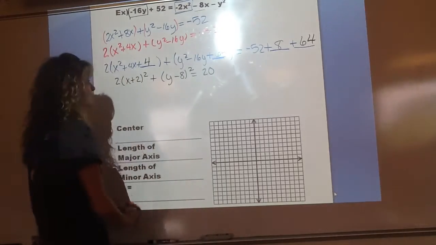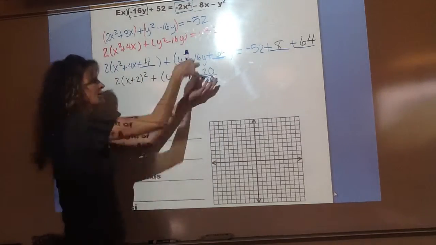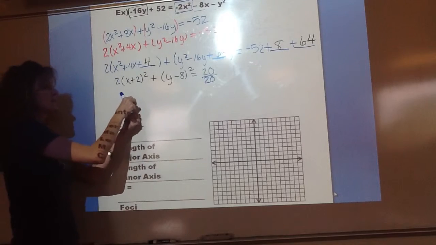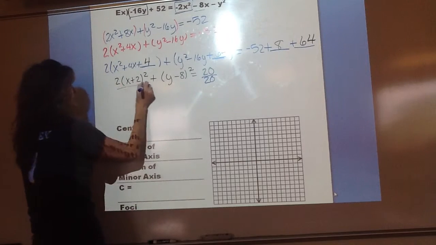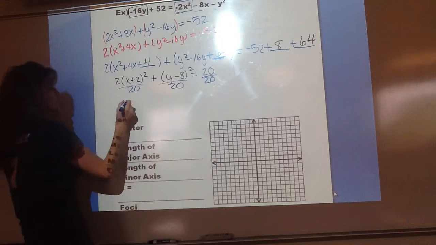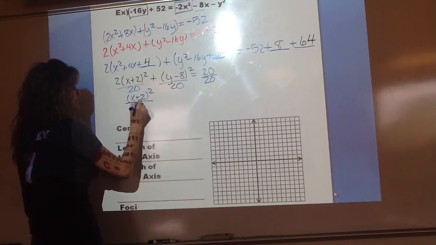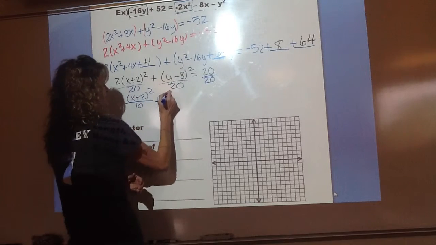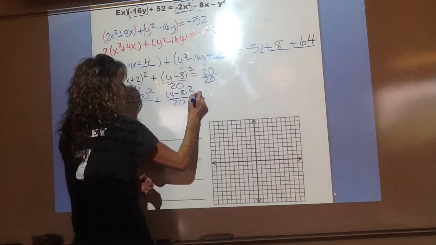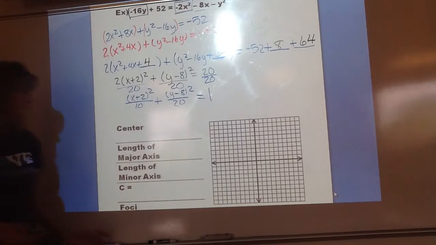So how do I make it a 1? Well, if I divide a number by itself, it makes 1. But I can't just divide this by 20. This has to be divided by 20, and this has to be divided by 20 because it's a balanced scale. So this reduces to x plus 2 squared over 10. This doesn't reduce. It's going to remain y minus 8 squared over 20 equals 1. Now I'm good to go. It's exactly what it needs to be.